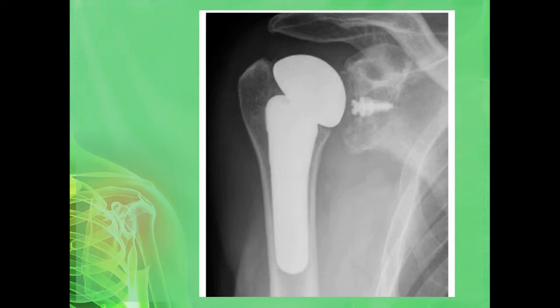So here you can see a post-op film on a patient who had a total shoulder replacement. So you can see the humeral head resurfaced and the stem down in the shaft of the humerus. Now on the glenoid side, you don't see much of a prosthesis because it is plastic, and here is the actual fixation of the glenoid component onto that glenoid.